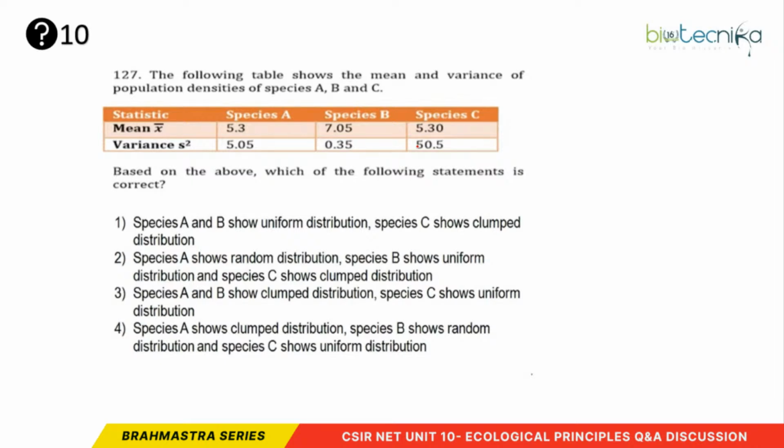Right, so here is the question. They have given you the mean for the three species and the variance for the three species. Now if you remember that note, that hint which I had given to you, remember there was a ratio mentioned: greater than 1, less than 1, equal to 1. Who can tell me what it was? Was it mean by variance or variance by mean? Who remembers? Let's see.